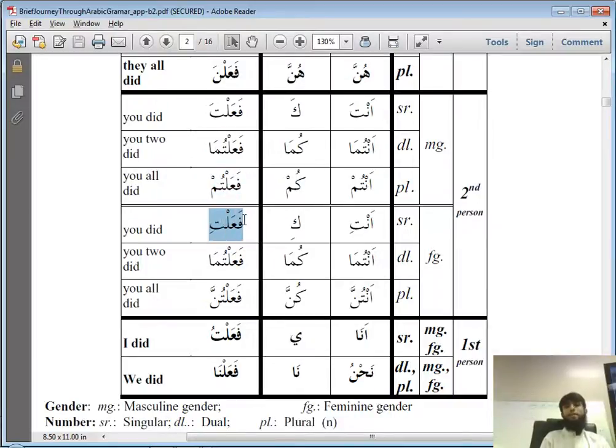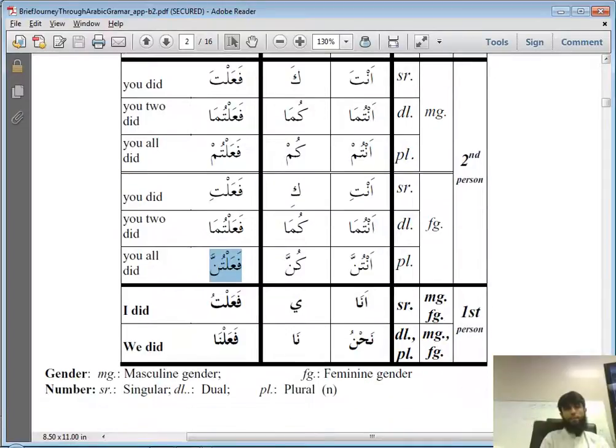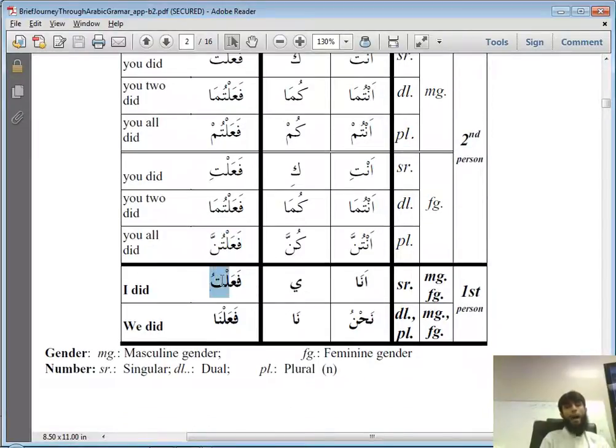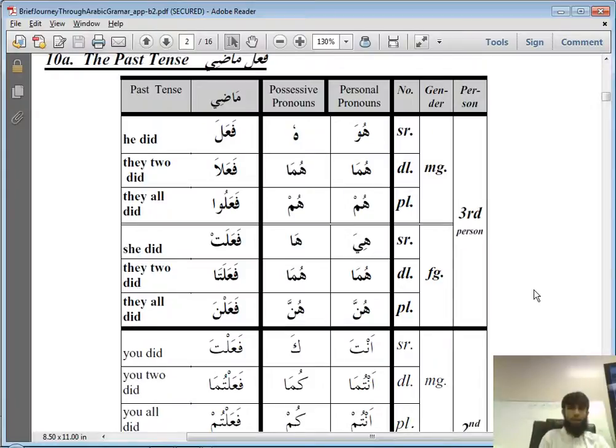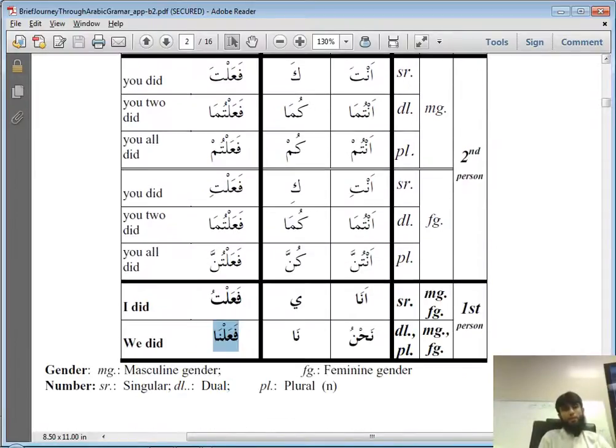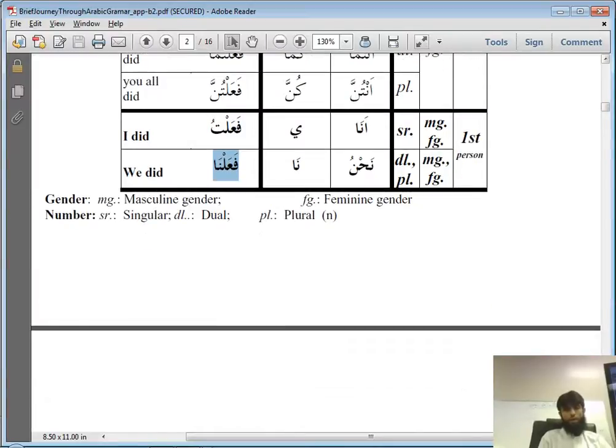Fa'alti is you, female, did some action. Fa'altuma, two females. Fa'altunna, more than two females. And when you're talking about I, you use fa'altu. It's like you use amantu. It's amantu billah, I believe in Allah. Right? And fa'alna is we did some action. Right? Khalaqna, we created. Razaqna, we provided. So on and so forth. Okay, so this is how in general things look, and this is what we have been seeing in various translations as well. And then there are some other rules that inshallah we'll cover as we go along.